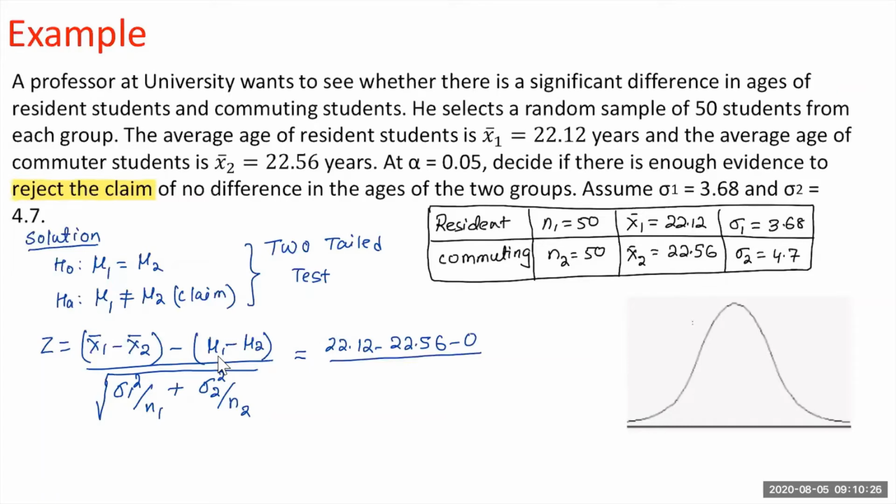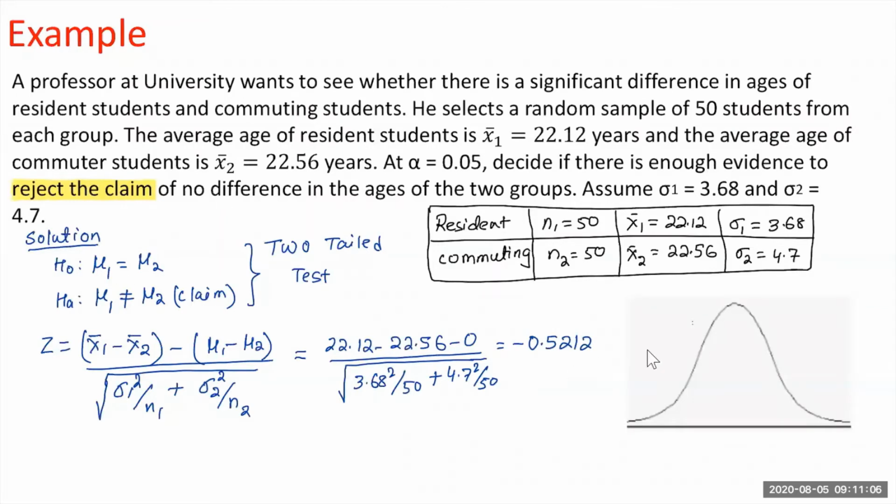Divided by the square root of sigma 1 squared, that is 3.68 squared, divided by n1 is 50, plus sigma 2 squared, that is 4.7 squared, divided by 50. So we need to simplify this using a calculator. By simplifying this using a calculator, the result should be negative 0.5212. Make sure you check that in your calculator.